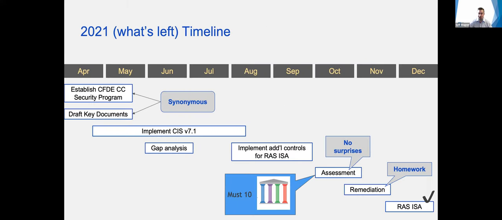So this was my timeline. This is, as everyone knows, you make a plan and then you see how it goes. So in March, I was saying, let's kick this off. Let's draft our documents, begin control implementation, and see if we can do that over the next several months. And then towards the end of 2021, do an assessment, make sure that we communicate that with everyone, and then do any remediations so that we can sign the ISA.